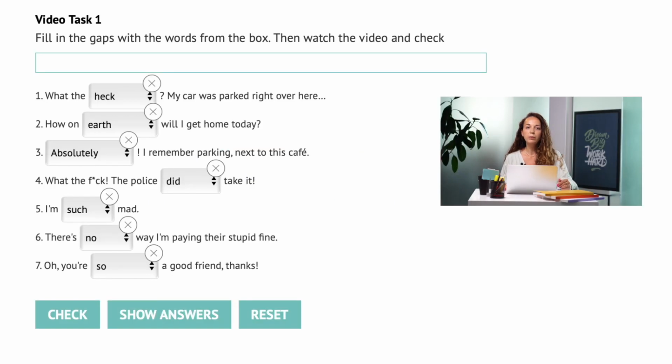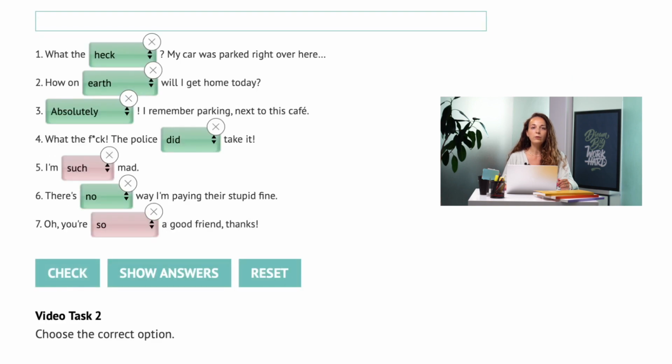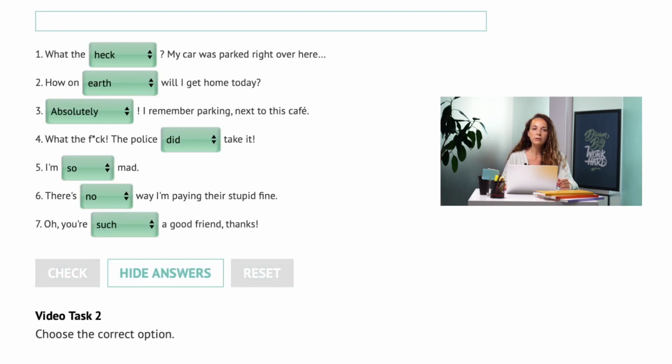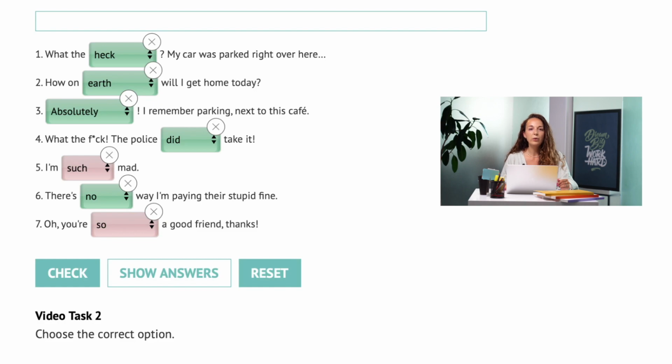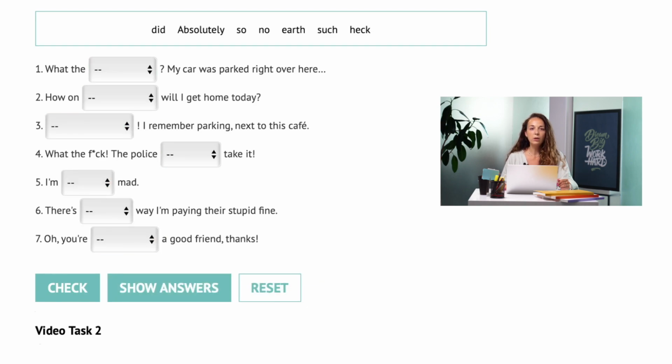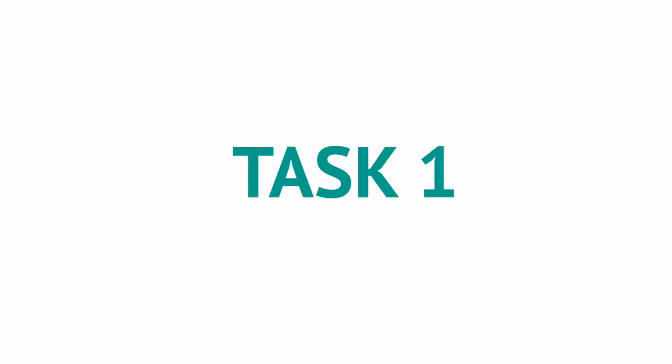Each task we will complete during the class has 3 buttons at the end: check, show answers, reset. When you press check button, you will see if your answers are right or wrong. When you press show answers button, you will see the correct answers. Press it again to go back to your answers. When you press reset button, all your answers will disappear and you will be able to do the task once again. Let's start with task 1.